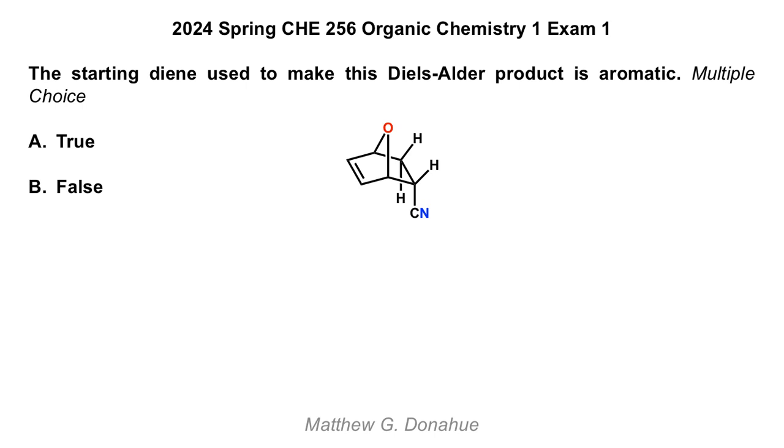Question 6 is asking if the starting diene is aromatic, and the answer is true. So furan is an aromatic compound, so it obeys Huckel's rule. You can make a Frost circle with it and obey all of the rules. Again, it has the 4n plus 2 pi electrons. It's flat. All atoms are sp2 hybridized.